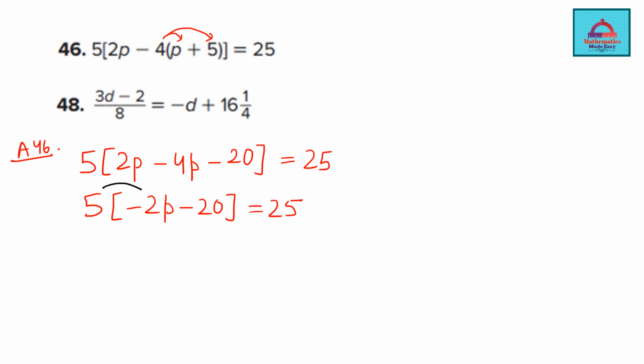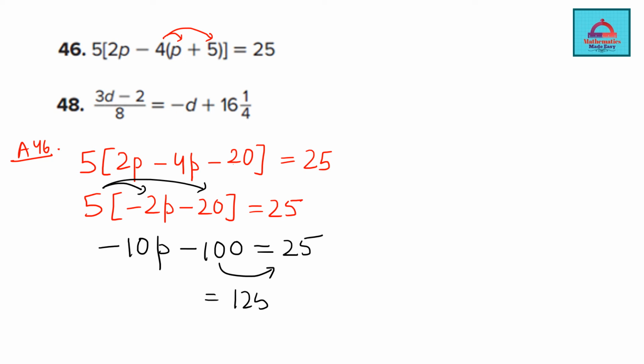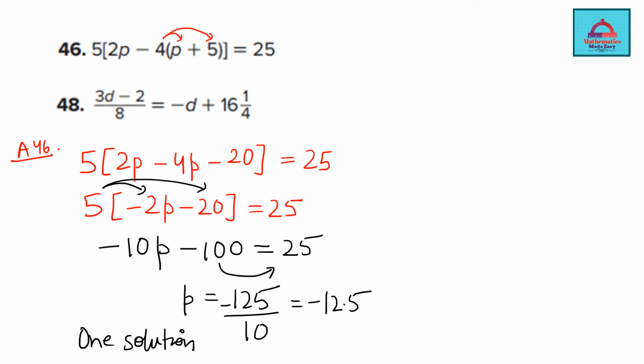Now when you see brackets, you are going to do distributive. So this is minus 10p minus 100 equal to 25. Take 100 to the other side, it becomes 125. So p is 125 divided by 10 with a negative sign, so negative 12.5. So it has one solution which is a decimal, so p is minus 12.5. That's the solution for this question.